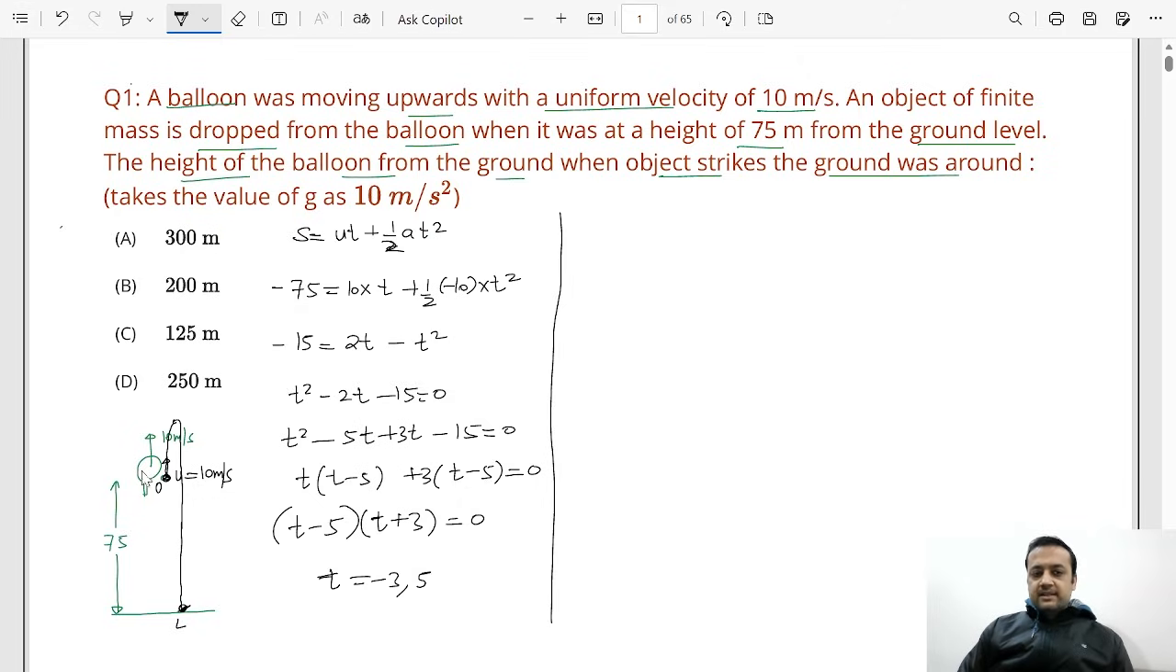Now in these 5 seconds, the balloon would have gone further up. How much? Remember, the balloon was moving at a constant velocity of 10. So the balloon will move 10 into 5, 50 meters further up. So the height of the balloon from the ground will be 125 meters. Option C. 50 meters the balloon has gone further up and it was already at 75, that means 125.